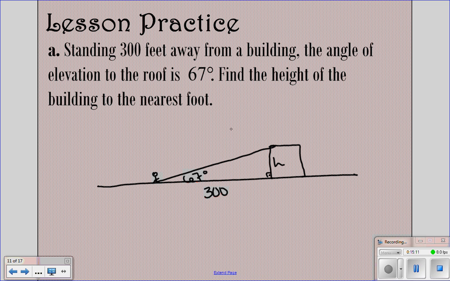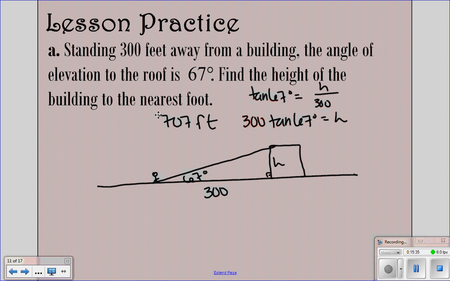So we're going to use tangent of 67 is h over 300. So multiply both sides by 300. And so if you plug that into your calculator, to the nearest foot, you should get 707 feet.